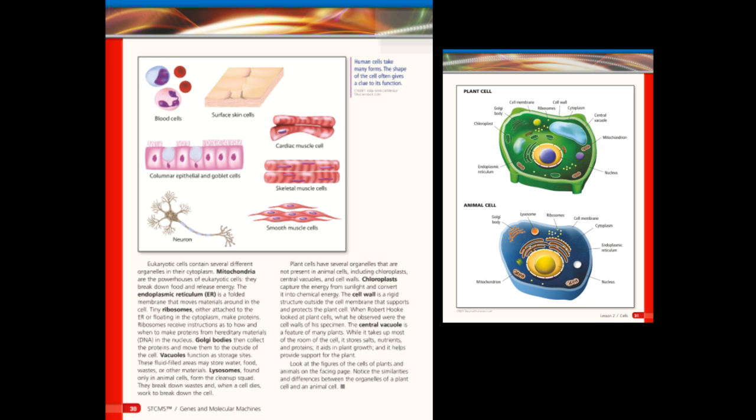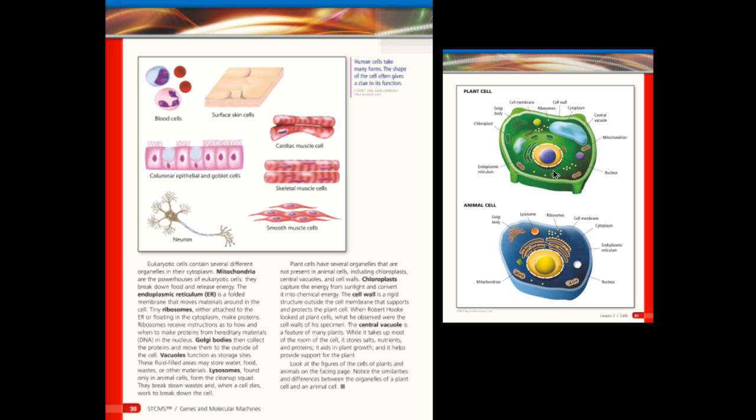So, as you look here, you have different types of cells that are in humans. It says, human cells take many forms. The shape of the cell is often due to its function. So you can see skin cells, cardiac muscle cells, that'd be like heart cells, skeletal muscle cells, all right, blood cells.